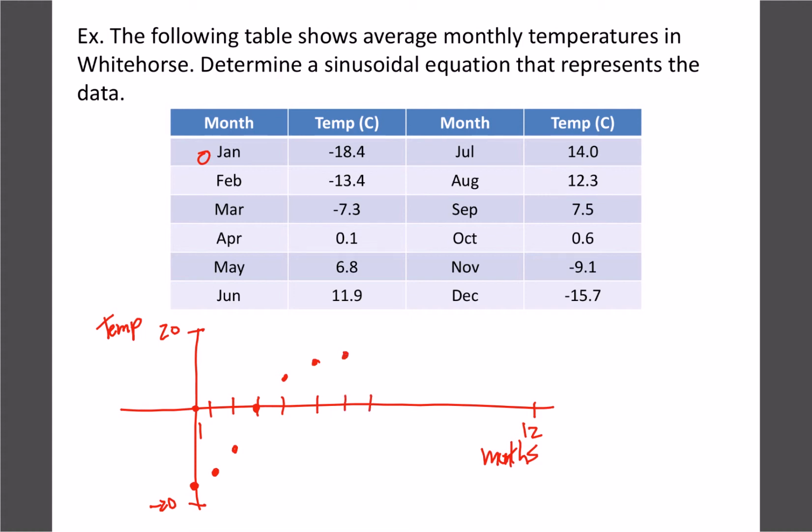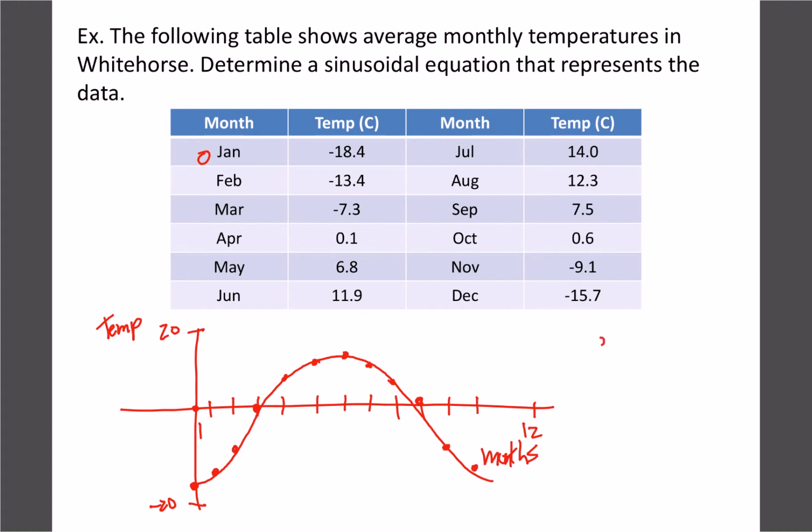Then we start dropping again. We're back to 12. About 7, almost at 0. Negative 9. And by the time we get to December, we're down to about negative 15. If we actually were to draw this graph, you could see we end up getting a pretty good sine or cosine type graph. So the question is, with this kind of graph, how do we actually figure out our equation? Let's go through our ABCD.